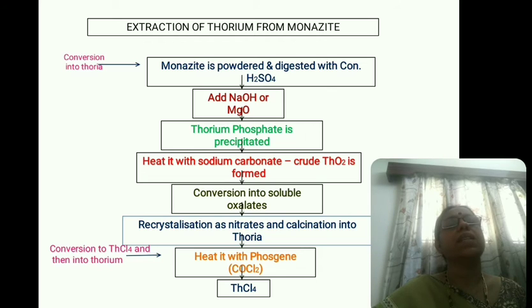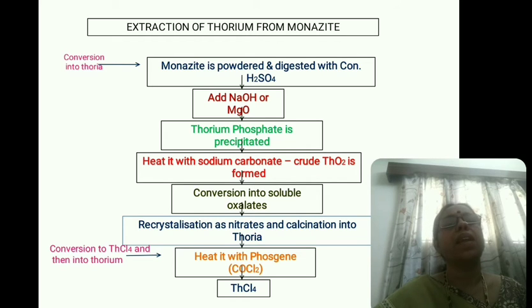This thorium oxide is a crude one, that is, it is impure. So we want to get a pure thorium oxide. For that, we can convert this first into soluble oxalate, and then we can do the recrystallization as nitrates. After that, we can go for calcination to get thoria. So now we have got thoria. Again, this thoria is not a pure one, so we have to do some other steps.